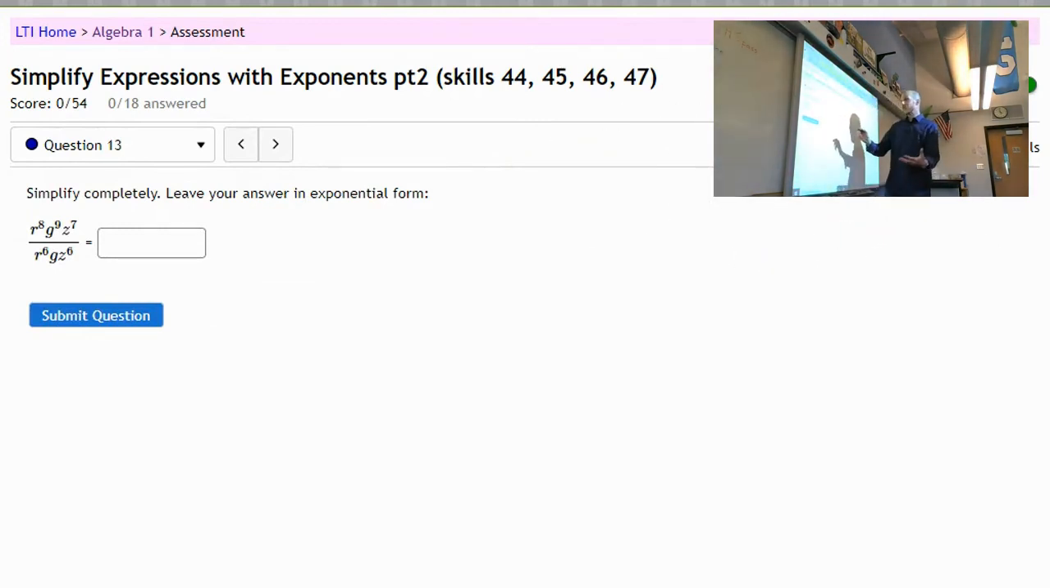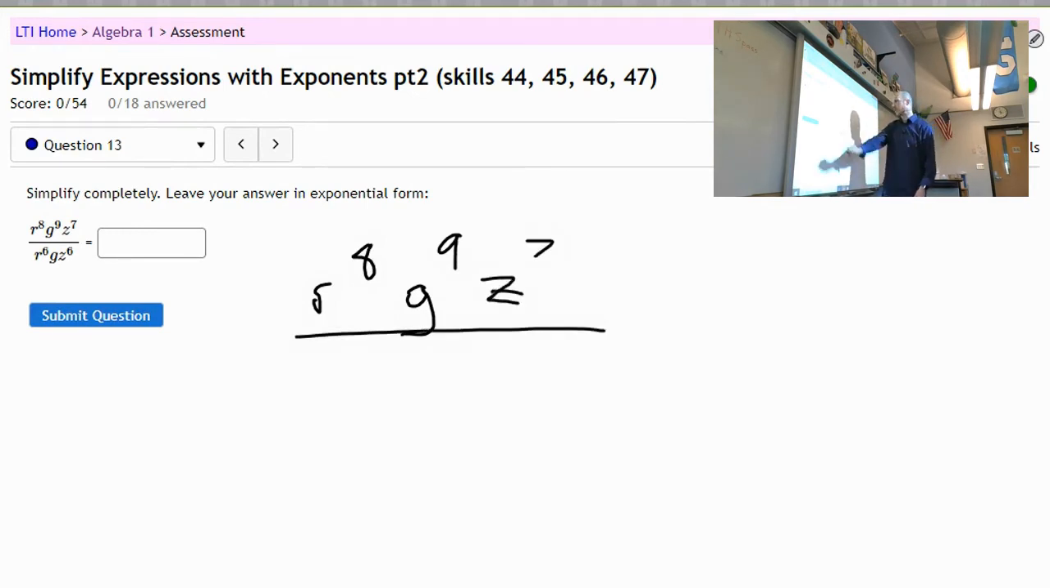So I got a bunch of different bases. R to the power of 8, G to the power of 9, Z to the power of 7, that's my numerator, R to the power of 6, G, Z to the power of 6 in the denominator. So we only get to deal with like bases. We don't get to combine R's with G's or Z's. They're not the same base.